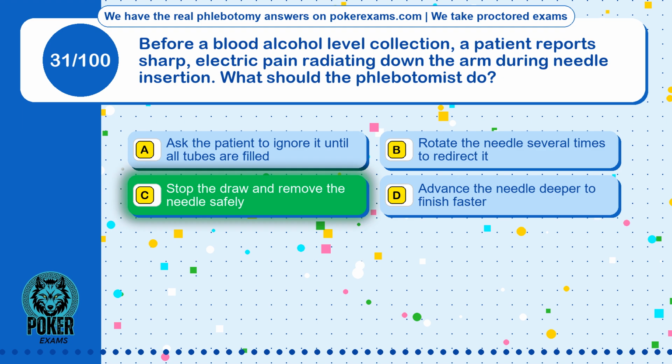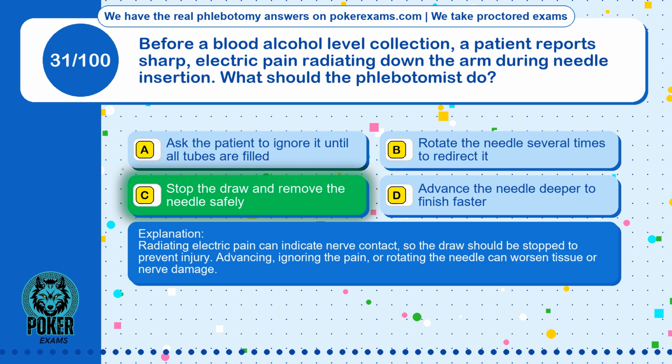The correct answer is option C. Stop the draw and remove the needle safely. Radiating electric pain can indicate nerve contact, so the draw should be stopped to prevent injury. Advancing, ignoring the pain, or rotating the needle can worsen tissue or nerve damage.